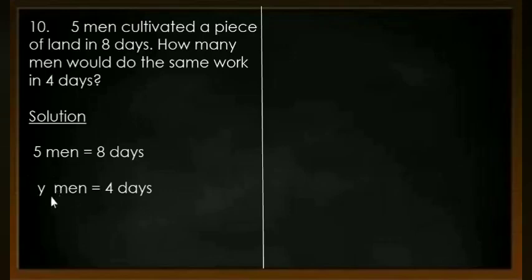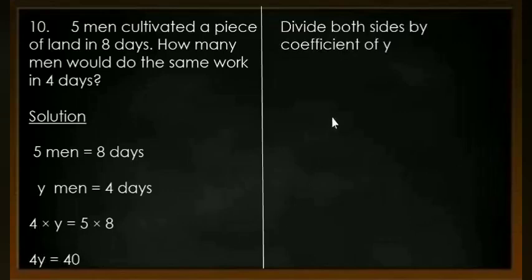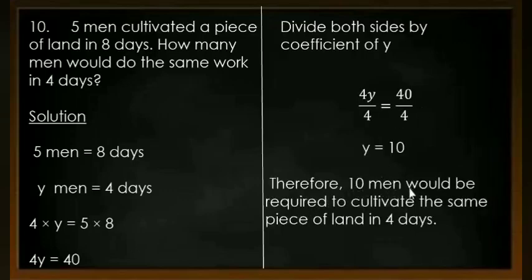Remember, this is not a direct relationship where you cross multiply. Rather, it's an inverse relationship where you multiply in the horizontal direction. It therefore means you say y times 4 or 4 times y equals 5 times 8. 5 times 8 is what? 40. At this stage, you have to divide both sides by the coefficient of y. So 4y divided by 4 equals 40 divided by 4. When 4 cancels 4, we'll have y. When 4 divides 40, we'll have 10. This therefore means that 10 men would be required to cultivate the same piece of land in 4 days.